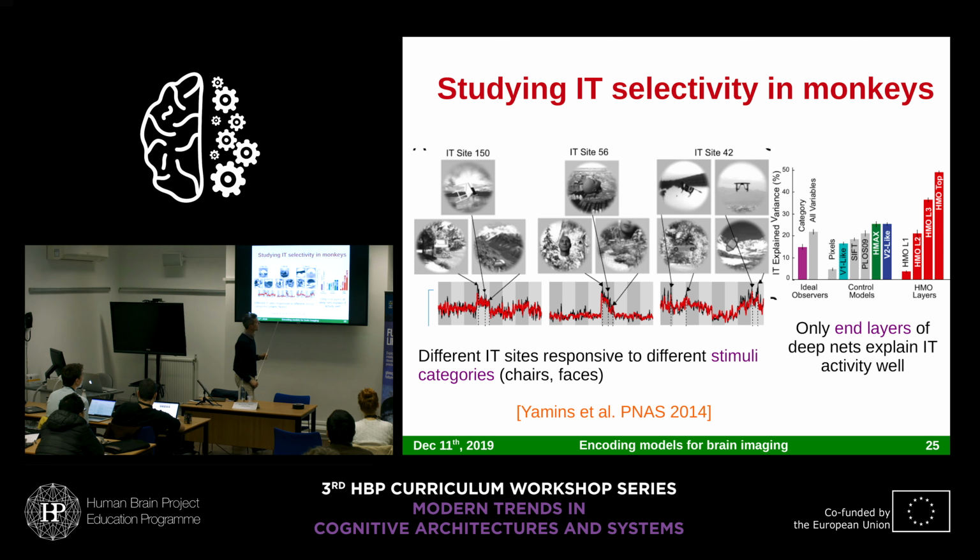And a bit as for humans, we really need these complex multi-layer convolutional networks to explain the activity in the inferotemporal regions. So the so-called HMO layer in that case. The old classical models like HMAX, which I presented earlier, were not very good at decoding.